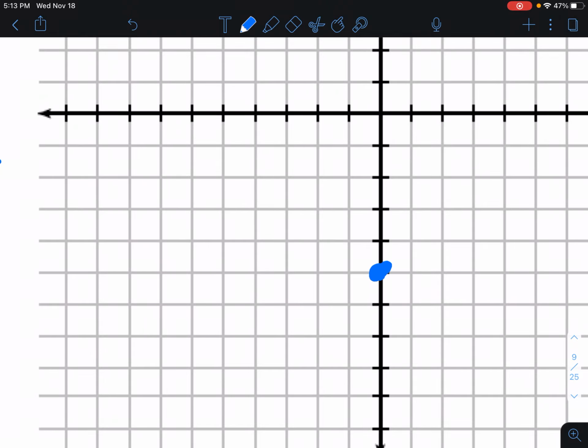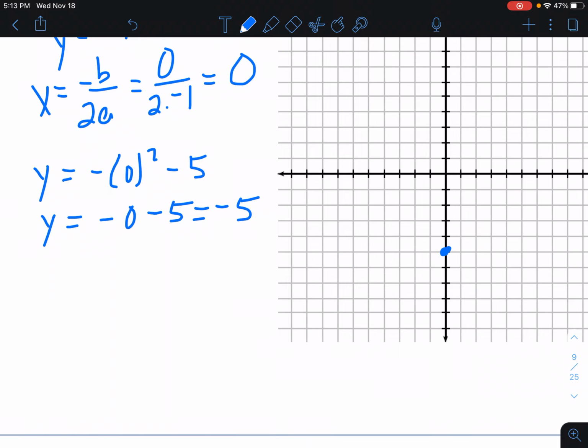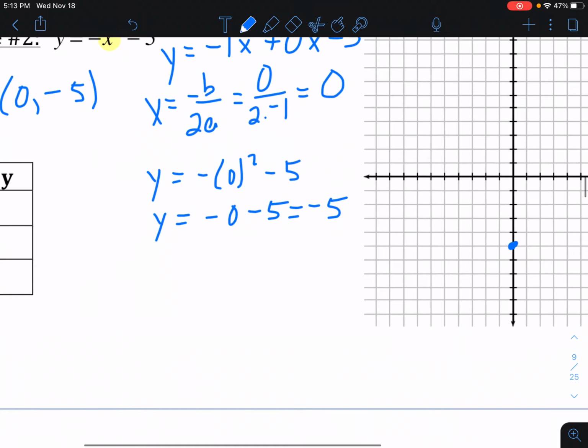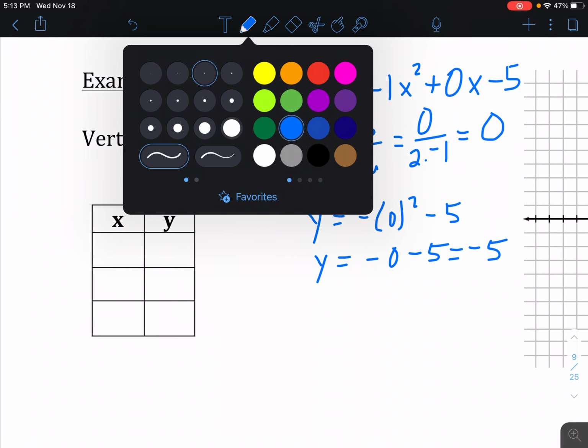The axis of symmetry, again, I don't need to draw it because the y-axis can serve as the AOS. So what do I do next? I need to go back and get the table of values.